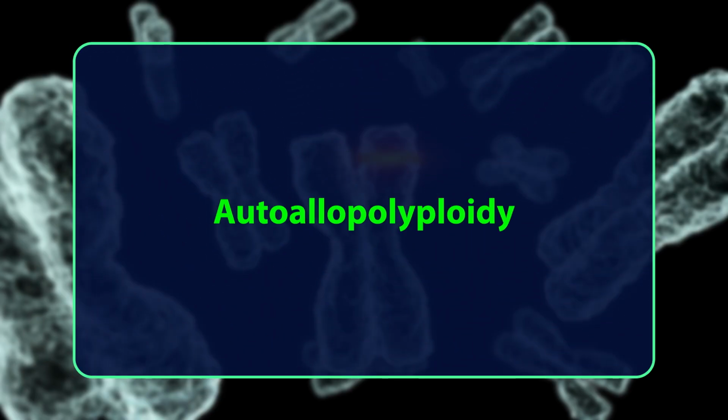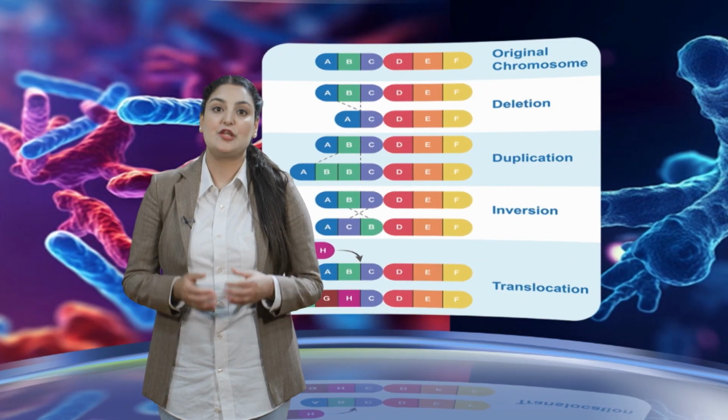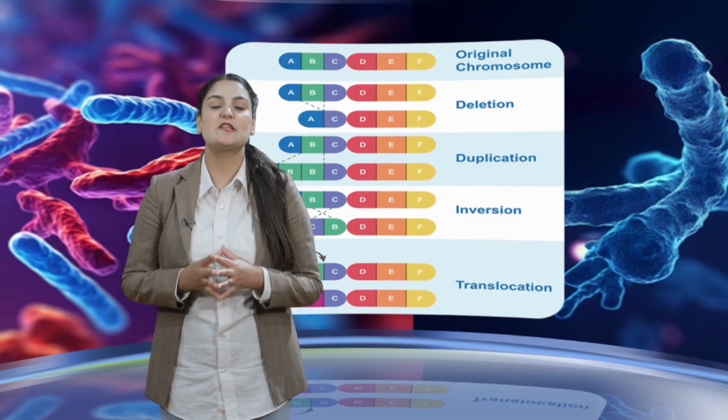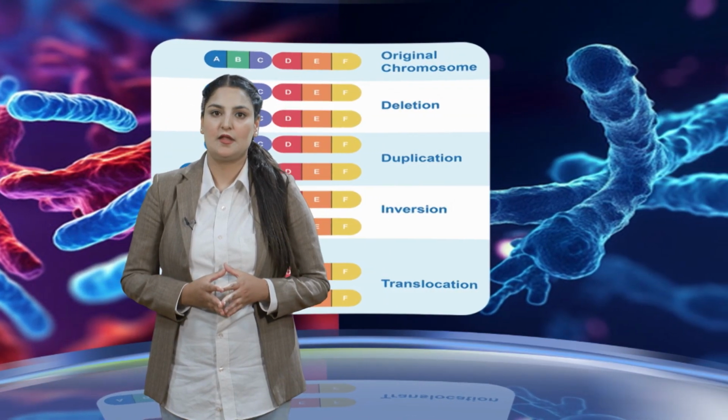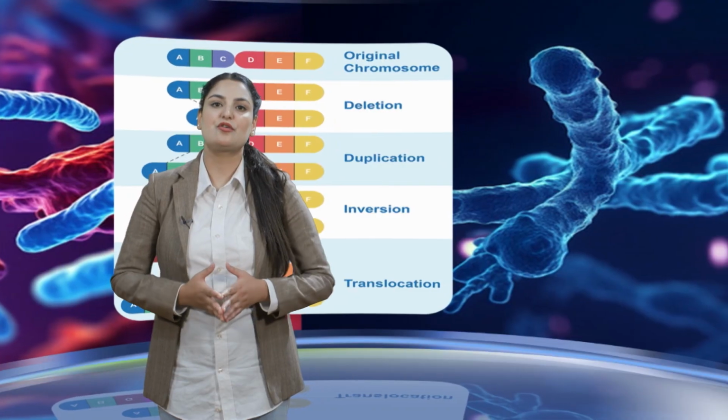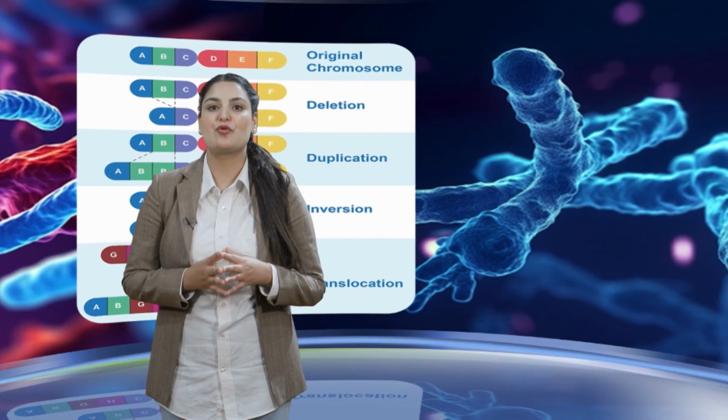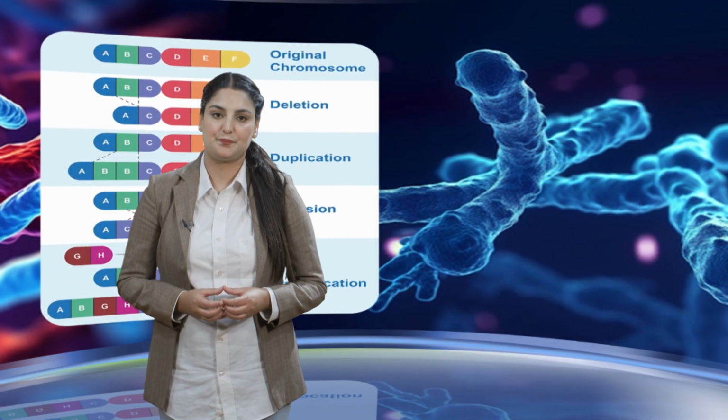Third one is autoallopolyploidy. Autoallopolyploids contain genome sets from multiple species as well as repetitions of the same genome. They are rare but can occur naturally or be developed through complex breeding techniques.